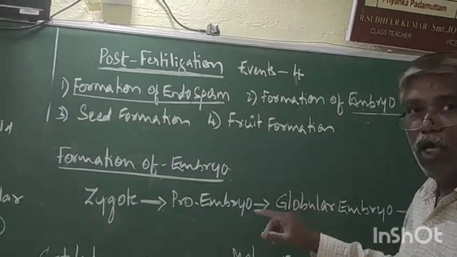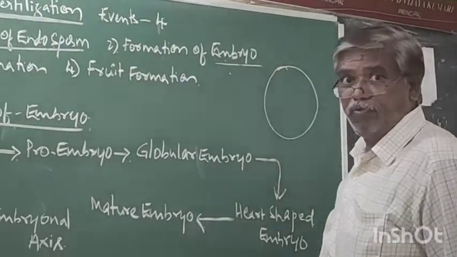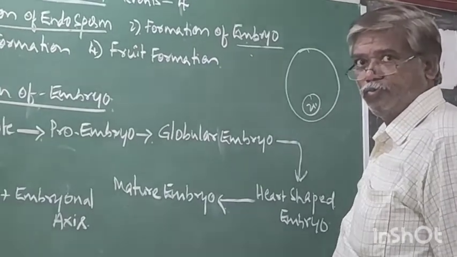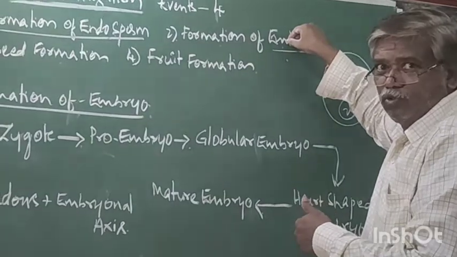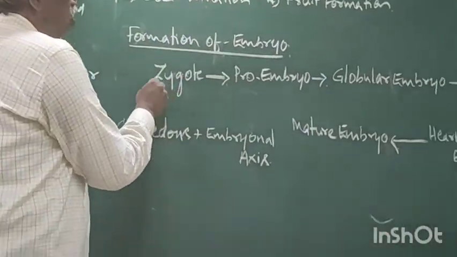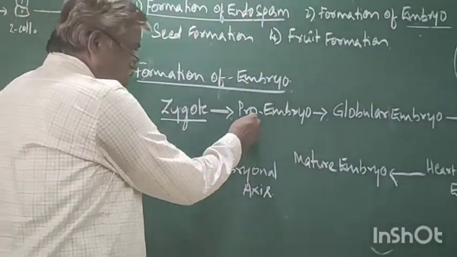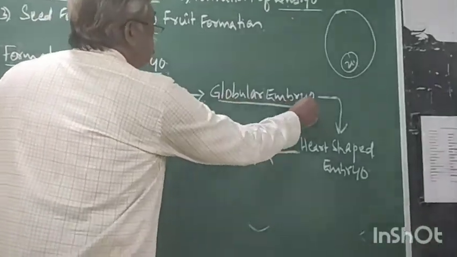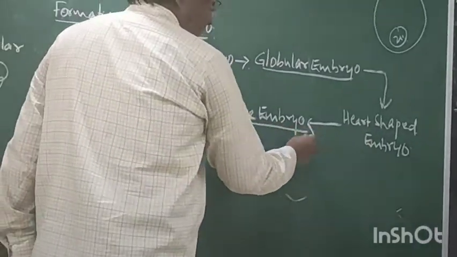Right. Zygote. It is the fertilized embryo sac. It is the zygote. The zygote gives the embryo. Now, in this sequence, the zygote is followed by the next steps of the embryo: globular embryo, heart-shaped embryo, mature embryo.